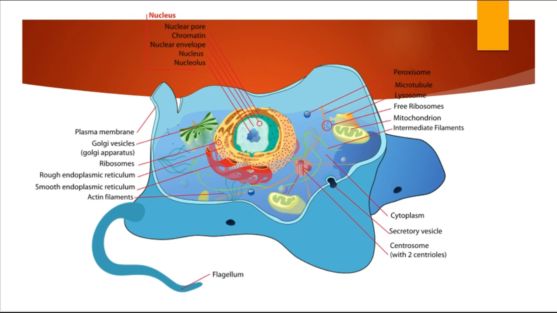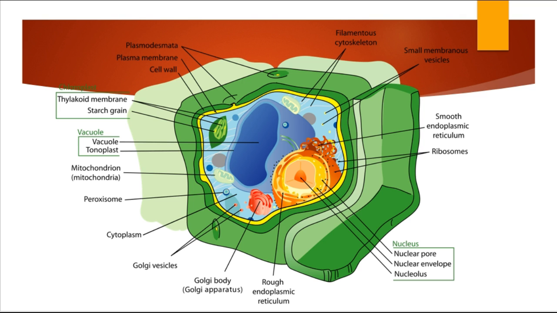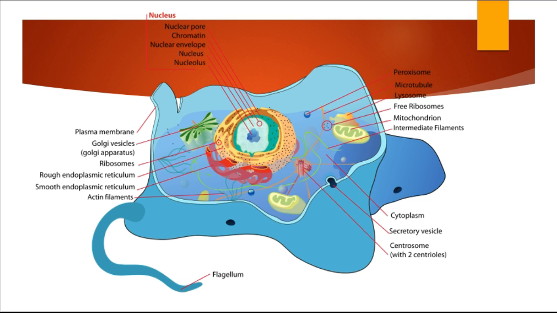So here's a picture of an animal cell. The first thing you might notice is that it's not rigid on the edges like the plant cell is. It has a membrane but no cell wall. There's also no chloroplast, for example, in animal cells.